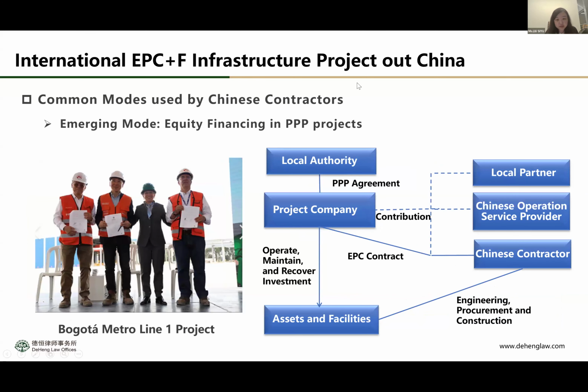Another mode is PPP projects, with the contractor serving as an equity financing investor in the PPP project. For example, the Qatar Metro Line 1 project, which is carried by CCCC, China Communications Construction Company. They also have a consortium member, I think it's Xi'an Metro, a Chinese operation service provider. And they form this project company to participate in the PPP project. But I think this mode is not as commonly seen as the previous mode.